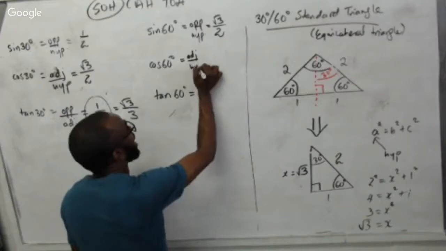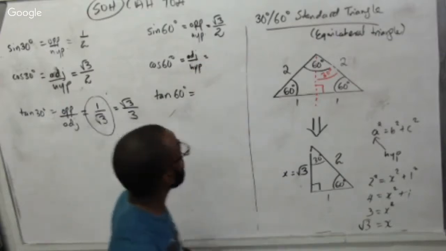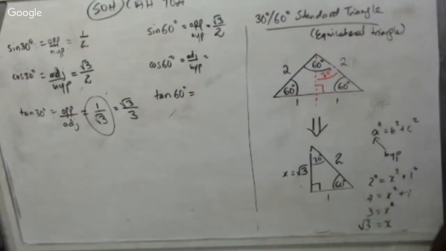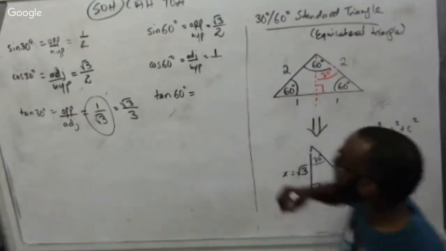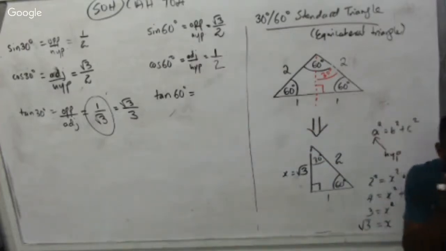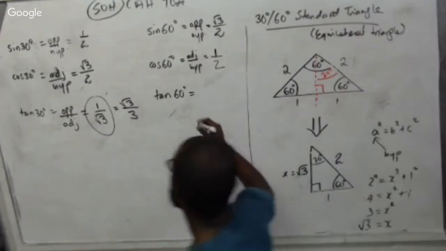Adjacent over hypotenuse. Put my hand on the 60. The adjacent side is 1, over the hypotenuse, which is 2. So I never tell any lies. You know? Not yet at least.